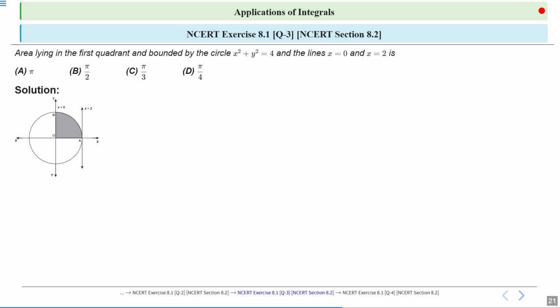So this is the graph. At first we draw the circle x square plus y square is equal to 4, where (0, 0) is the origin and the length of the radius is 2. So the vertex A is (2, 0) and B is (0, 2), and the line x equal to 0 is the y-axis, the vertical y-axis, and the line x is equal to 2. So we have to find the area in the first quadrant. So this shaded region is your required area.